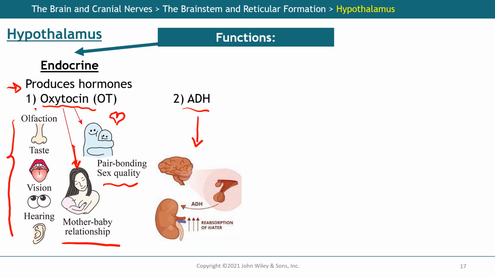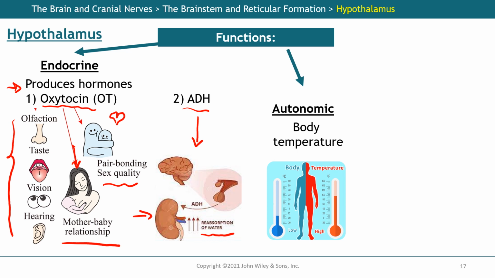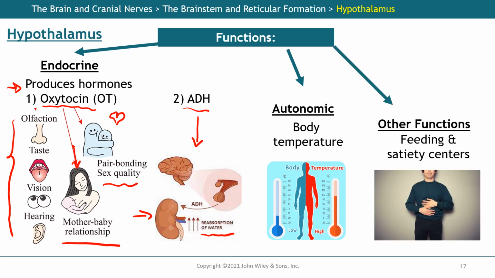Another hormone is ADH, which is involved in regulating homeostasis in the kidney, and is involved in the reabsorption of water. Finally, we already talked about homeostasis, so body temperature is regulated by the hypothalamus, as well as other regulation centers, like when you are hungry, or when you say this is enough, I ate enough. This is controlled by the hypothalamus.